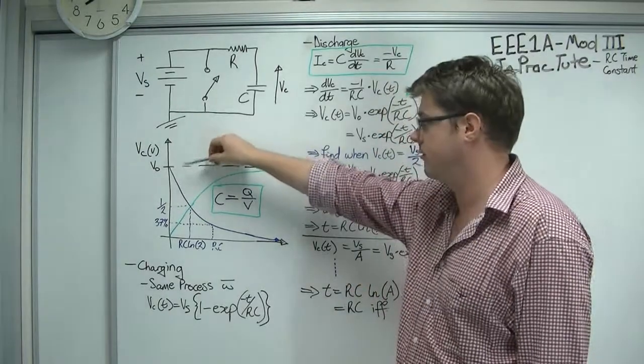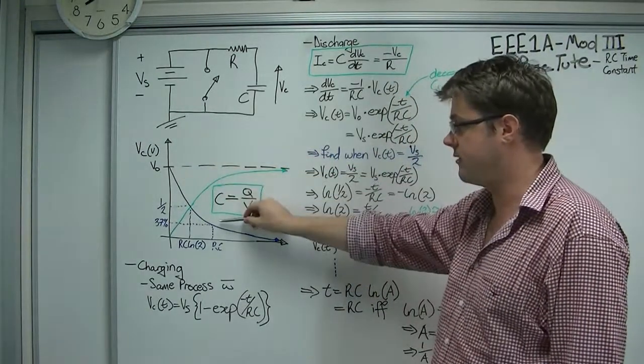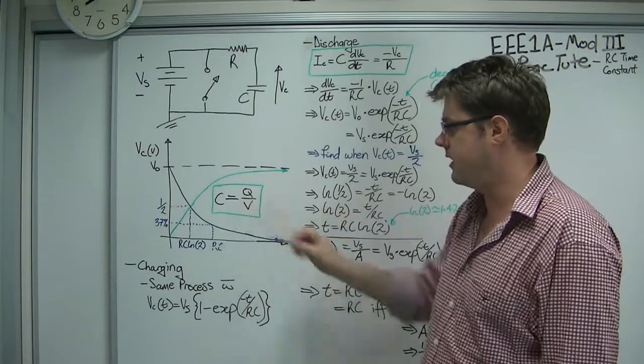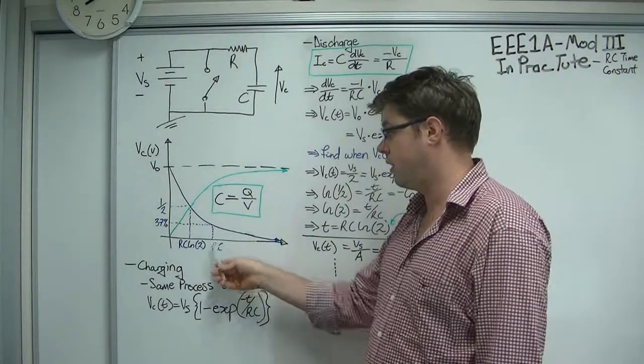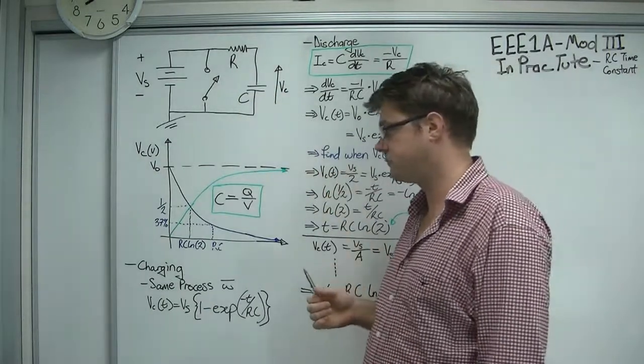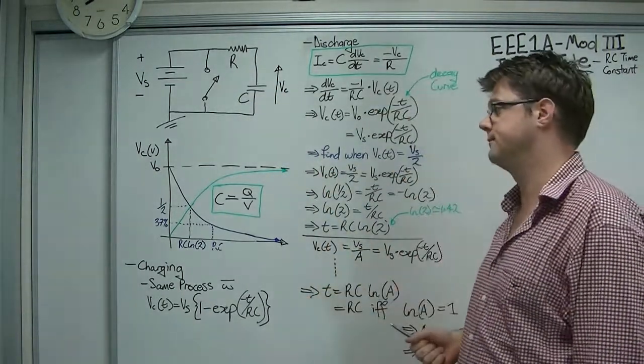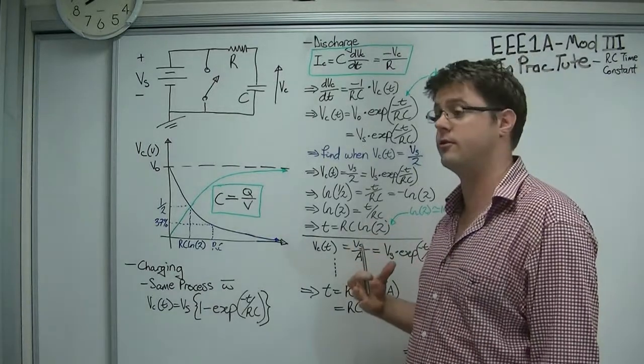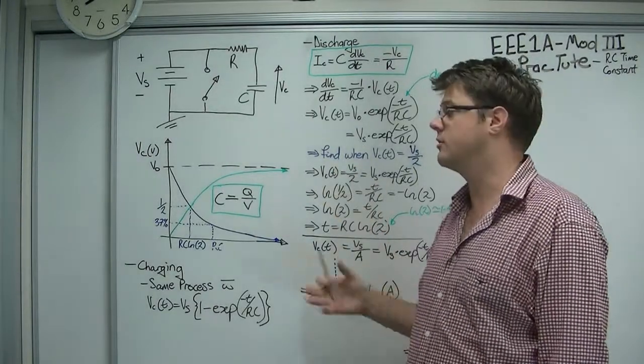Along this decay curve, if we look at when it gets down to 37%, my answer down here is nice: time is equal to RC, the R times the C of the circuit. Much, much easier to remember. And that's how we describe those time constants in electrical engineering.